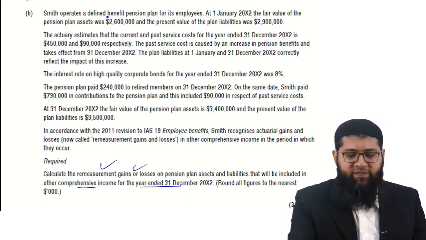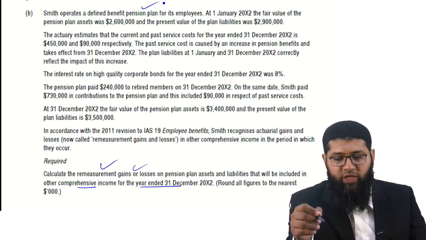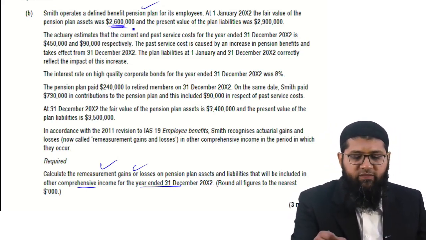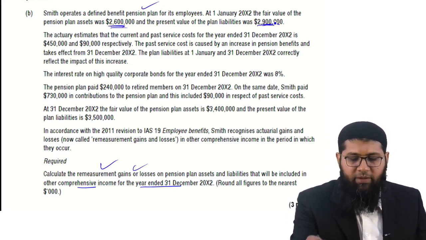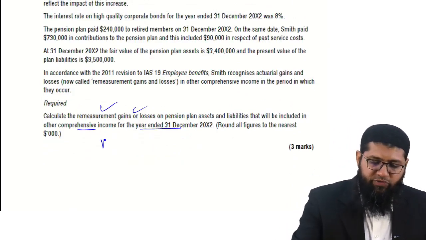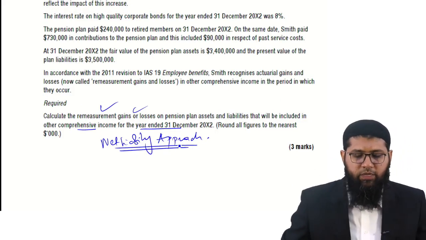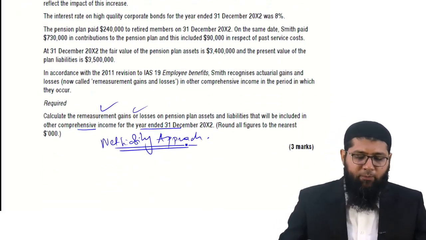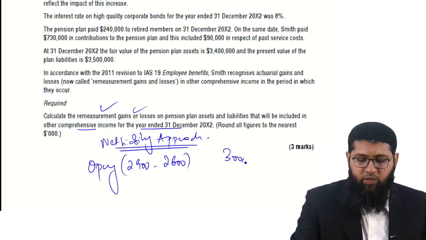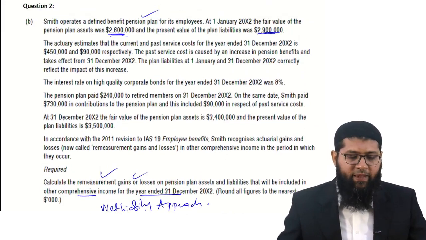It says Smith operates a defined benefit pension plan for its employees. At 1st January 2002, the fair value of the pension plan was this, and the present value of the liabilities was this. So what you could do is that you could try to do it on the basis of net liability approach. So from the perspective of the net liability approach, this is opening 2.9 million minus 2.6 million gives you 300,000. That's an opening liability.